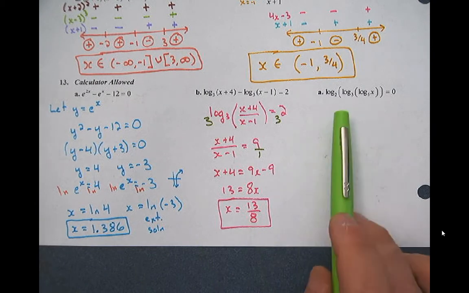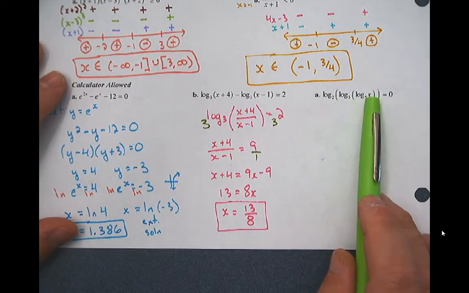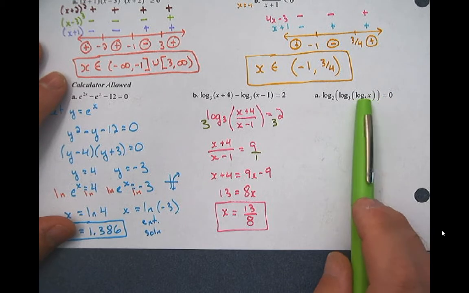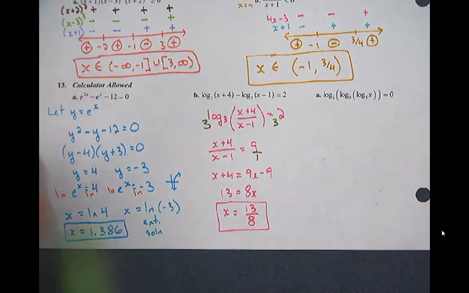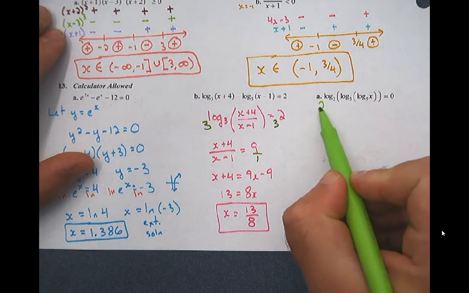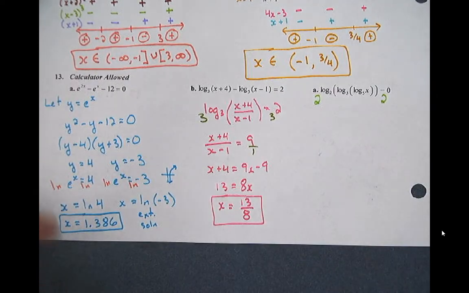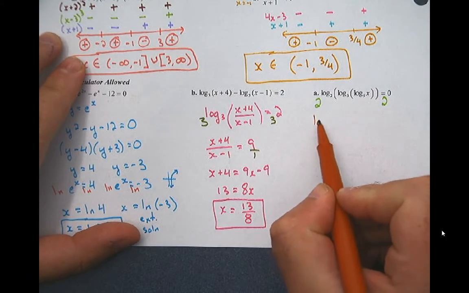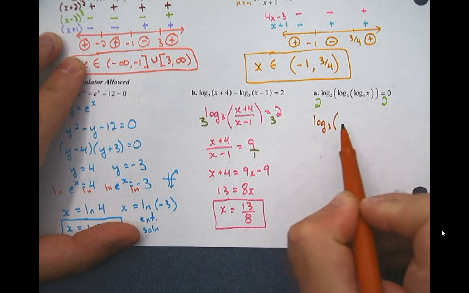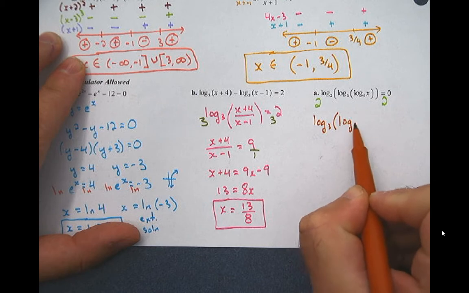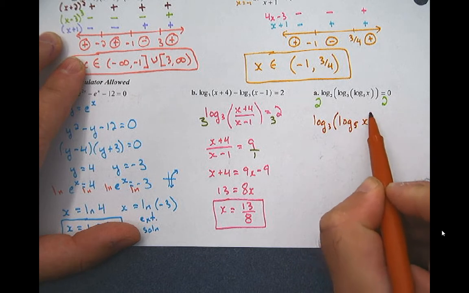All right, last but not least. Oh, this is kind of interesting. All these logs, just kill off one at a time. Who's the farthest one away? Log base 2. What kills log base 2? 2 to the. So now we have log base 3 of log base 5 of x.